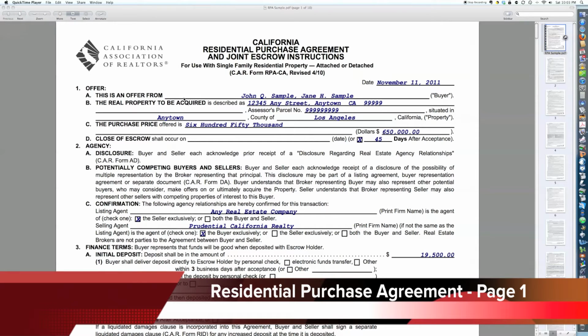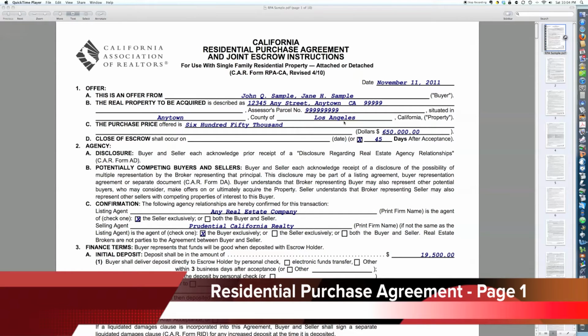Paragraph 1A, this is an offer from, in this case, John Q. Sample and Jane H. Sample. Those are going to be the legal name or names of the buyer or buyers. 1B details the property that's going to be purchased, including the street address, the tax assessor's number, and the county. 1C is the purchase price.